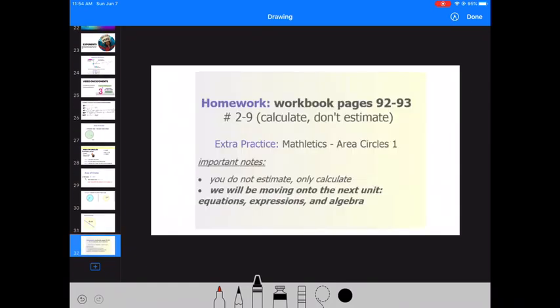Okay. Now your homework, pages 92 to 93, questions 2 to 9. Calculate, don't estimate. All right, Mathletics, you can work on area of circles 1. Okay, after that, we're going to just move on to the next unit, equations, expressions, and algebra, and we'll see how far we will get. Okay, remember, ask any questions if you are having difficulties.